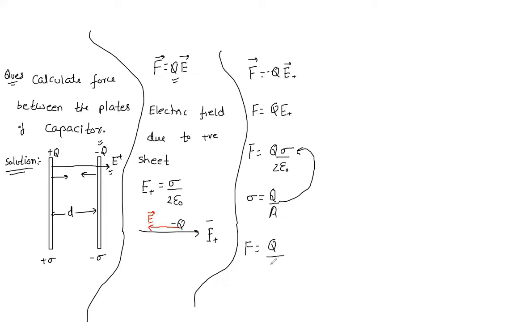Sigma is charge upon area, the charge density. So the expression of force is Q square by 2A epsilon. This is again a question of NCERT. F is Q square by 2A epsilon naught. This is the force with which the plates of the capacitor will pull each other.